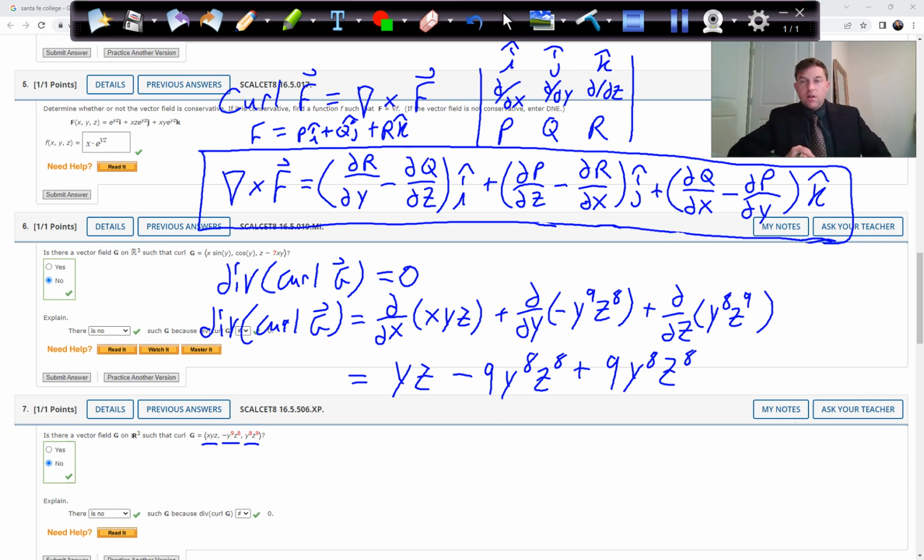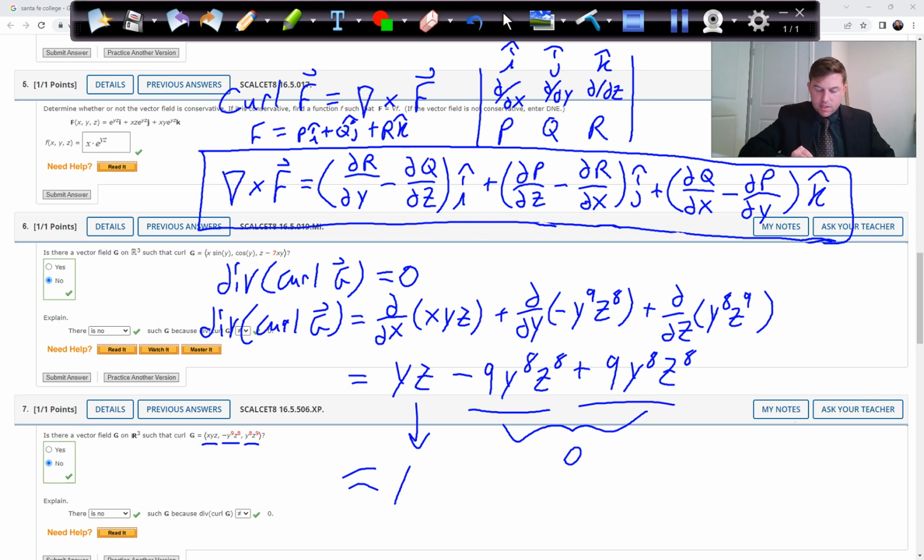Just using partials here. In the second term, only y is your variable, so bring the 9 down, subtract 1 from the power of y. In the third term, bring the 9 from the z down, subtract 1 from the power 9 on z. Now these two are exactly the same, opposite and equal, so they'll be 0. But we're still stuck with this yz, which is not equal to 0. So because of that, it's the same thing. No, this can't be a vector field G, because the divergence of the curl was not equal to 0.